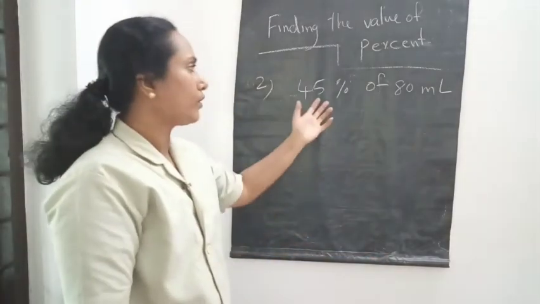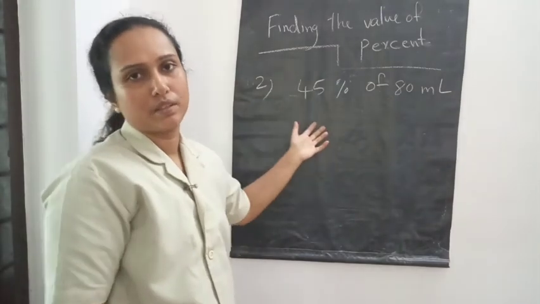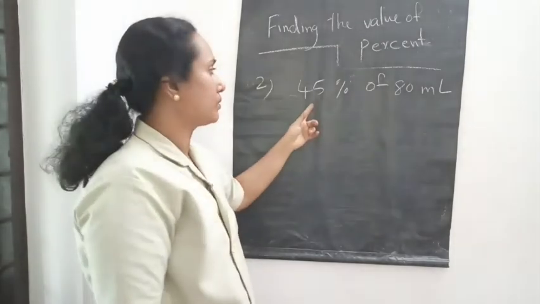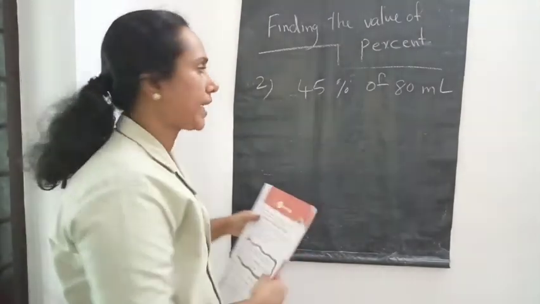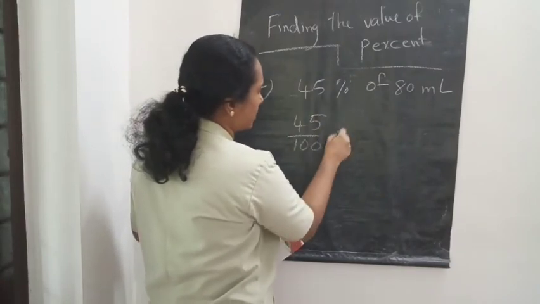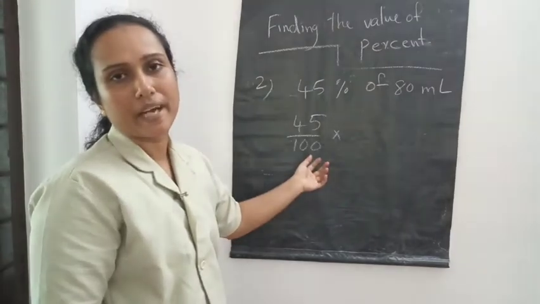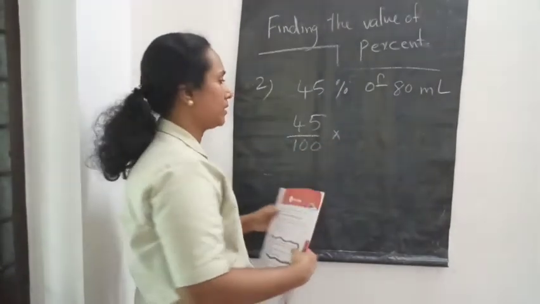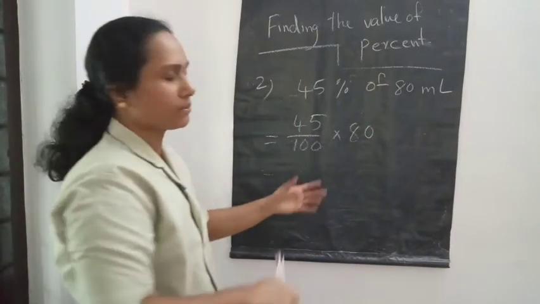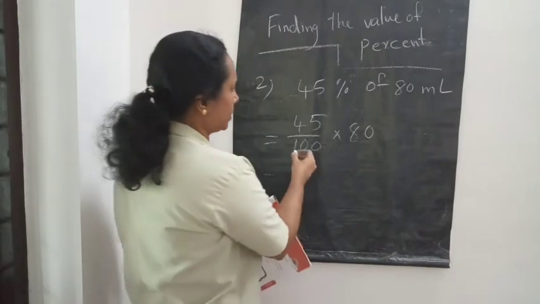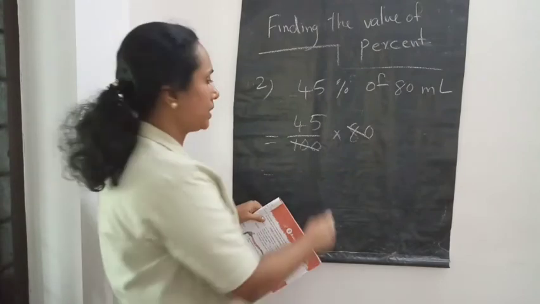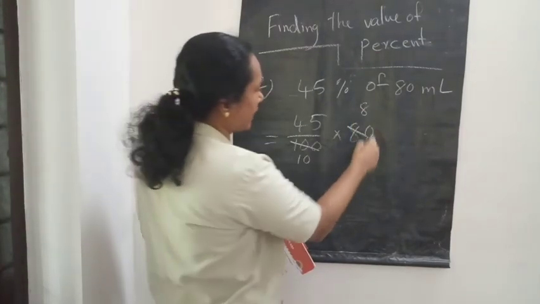Next question is 45% of 80. First we write this percentage as a fraction. Then 45% is 45 by 100. Next we multiply this fraction with this number. Then 45 by 100 into 80. Now we can simplify this. 10 is a common factor. Then 10 tens are 100. Here 8 tens are 80.